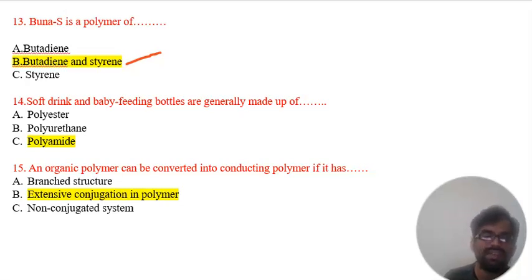This bit is very important. It came in every competitive exam, right? So soft drink and baby feeding bottles are generally made up of polyamides. So the right answer is polyamides for the 14th bit. Now you can see the 15th bit.